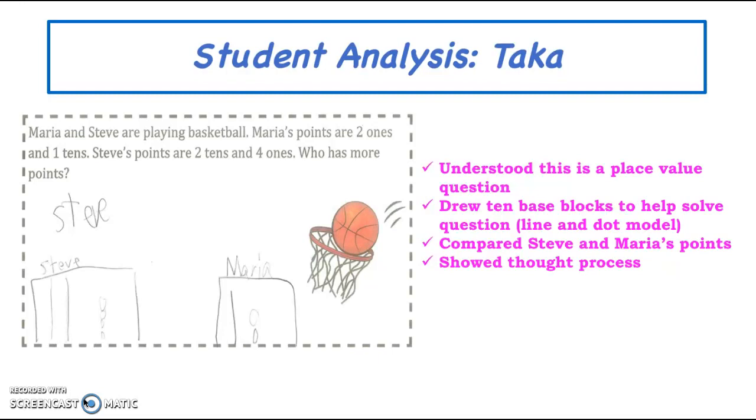that this was a place value question. He used the line and dot model, which you can see, or base 10 blocks, whichever model that you choose. He used kind of both of those to show that the 2 10s and the 4 1s for Steve's points equaled 24, while Maria's 2 1s and 1 10s was 12. Then he drew 2 separate boxes. You could see how he was trying to separate the 2 types of points, and then he compared it, and he said that Steve had more points, which is correct.